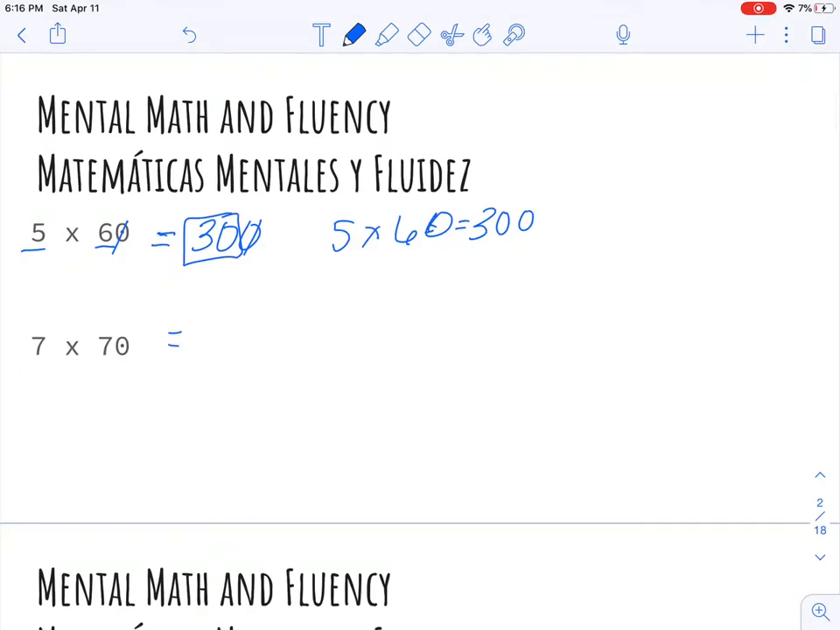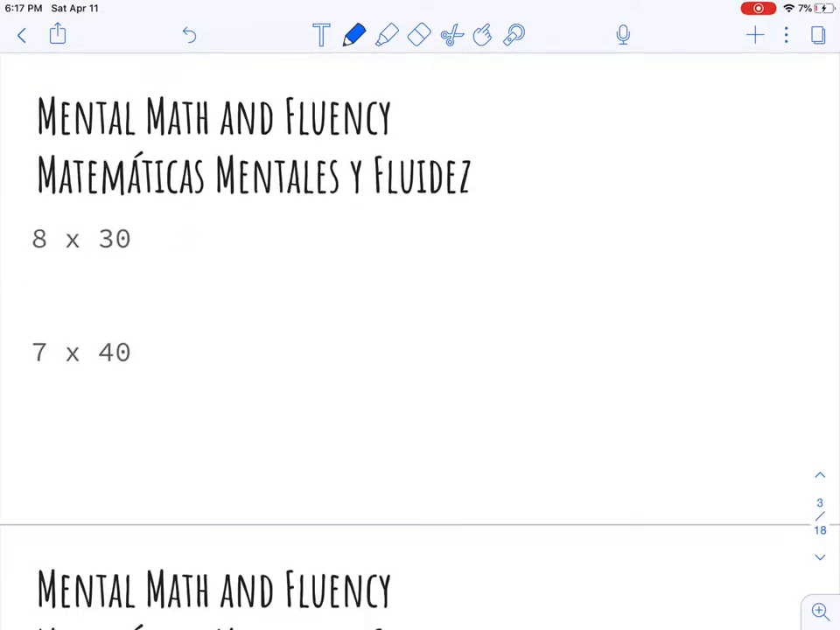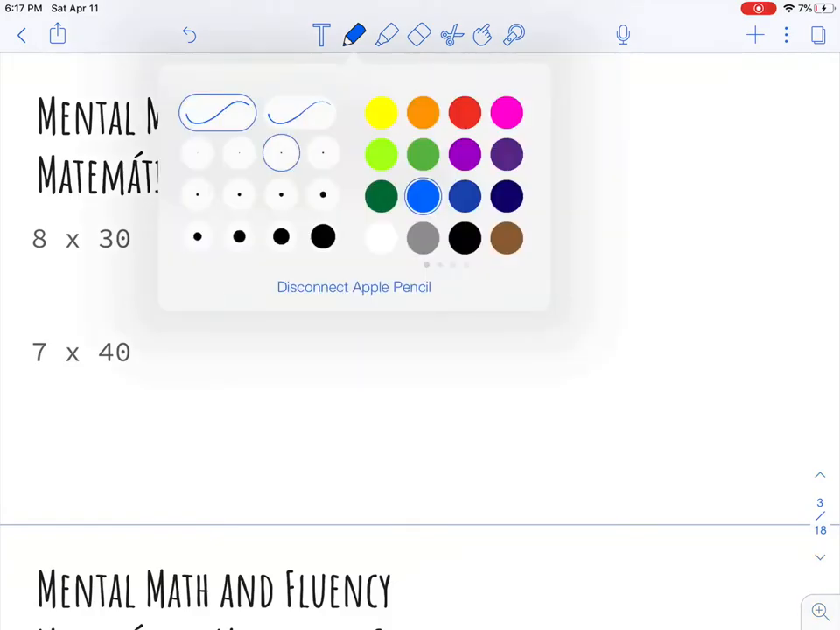All right, same thing with 7 times 70. Find that basic fact, which is 7 times 7. 7 times 7 is 49. Then you have 1 0 left to add to the end. So 7 times 70 is 490. All right, same thing. Let's try that with 8 times 30 and 7 times 40. Remember to pause the video for extra think time.